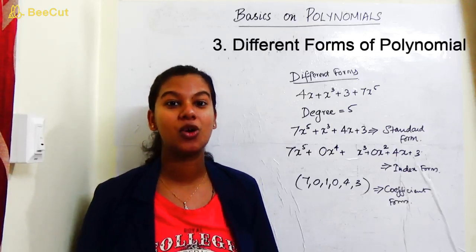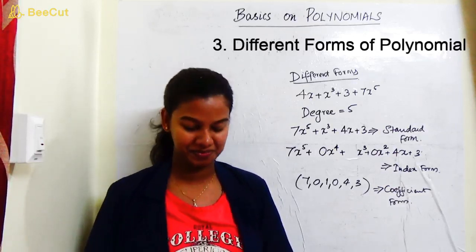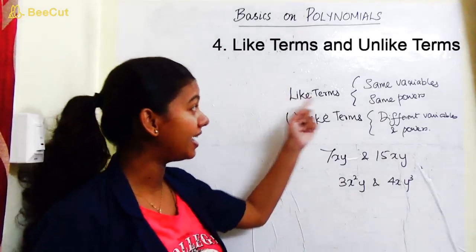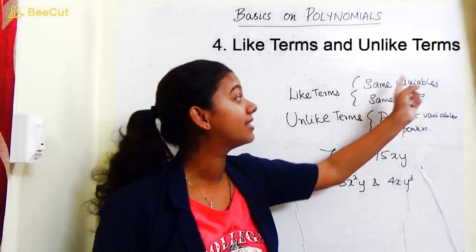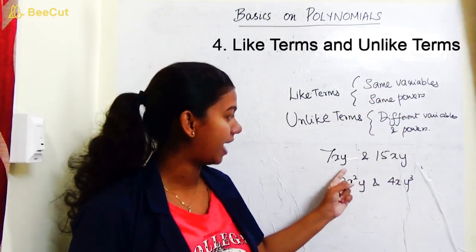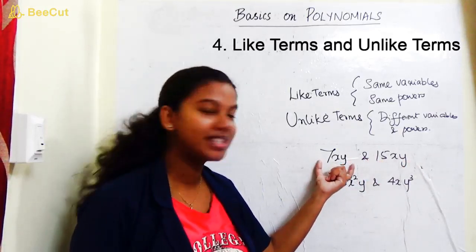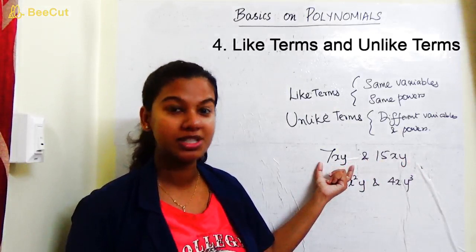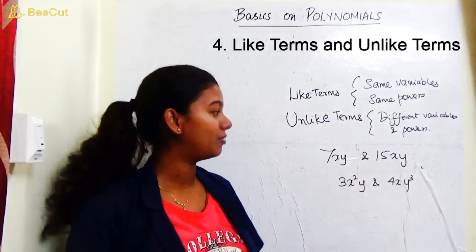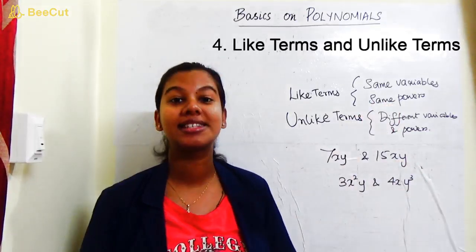So next we'll look at what are like terms and unlike terms. Like terms means they will have the same variables and same powers. For example, 7xy and 15xy. See, for the term 7xy, the variables are x and y. What about 15xy? The variables are x and y. And the second condition is they should have the same powers.